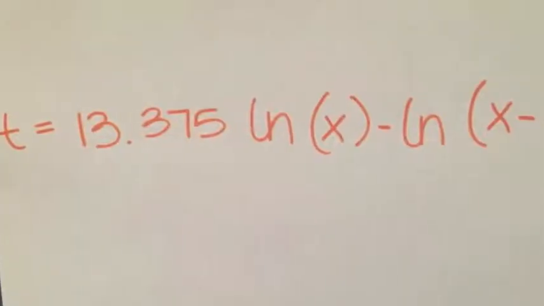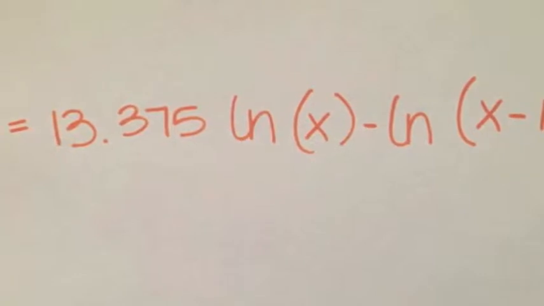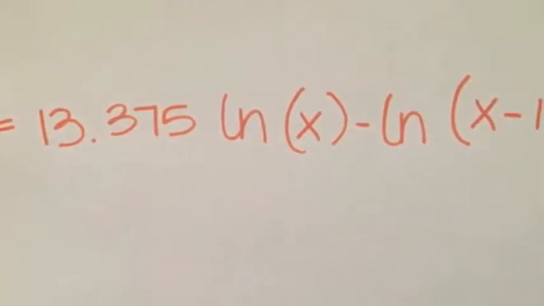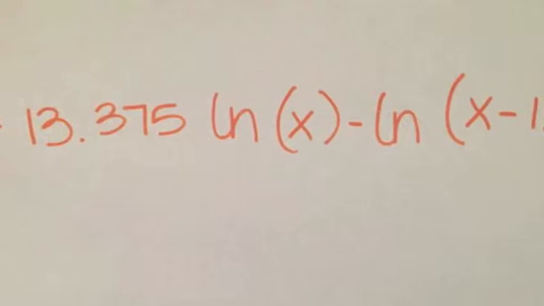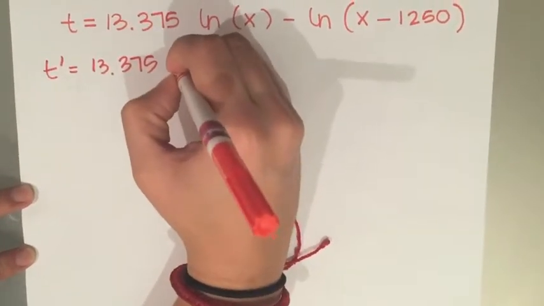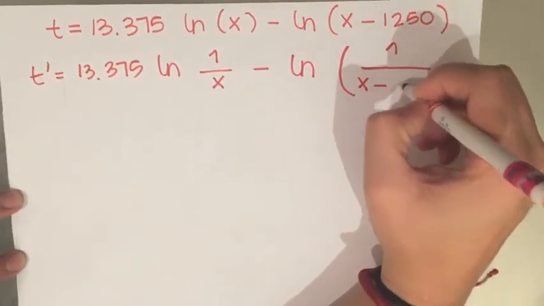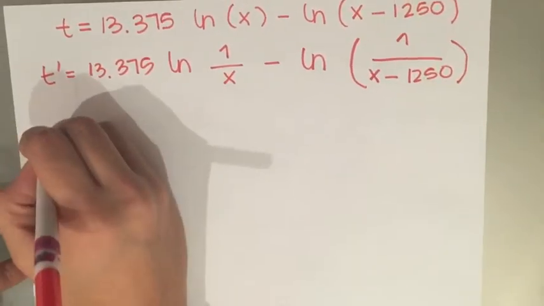Okay, for the next question, in order to find the instantaneous rate, first we need to have the derivative of the equation. So first we will separate the equation as ln of x minus ln of x minus 1,250. So when we have it separated, we start to solve the derivative: 1 over x and 1 over x minus 1,250.